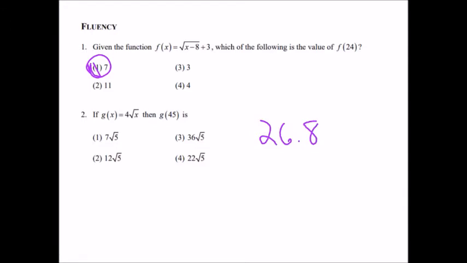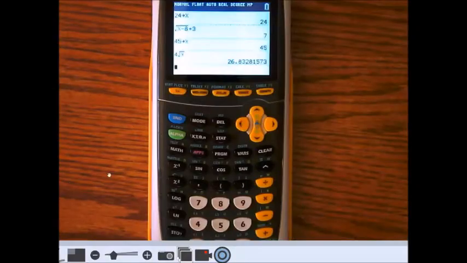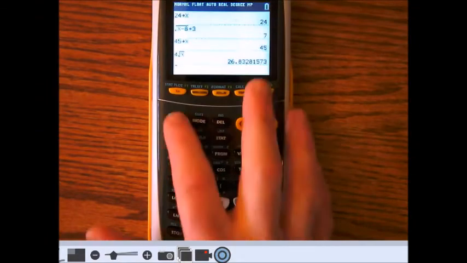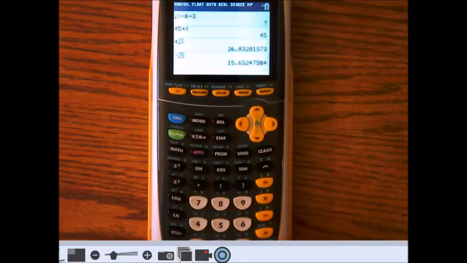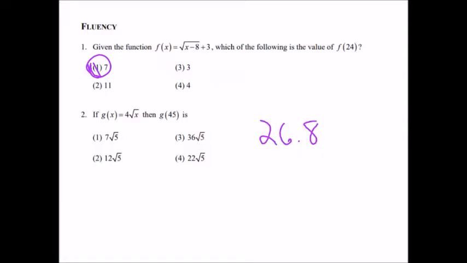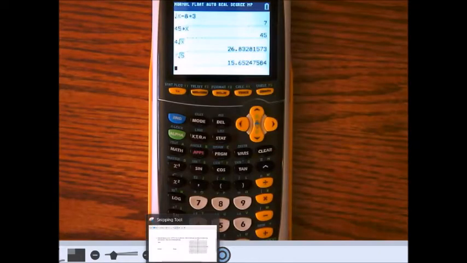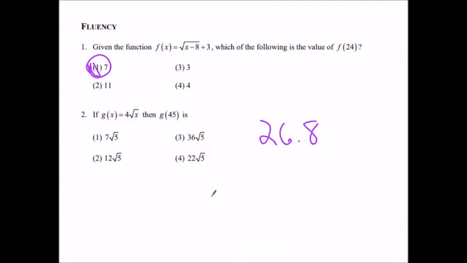One way to do this is we could put it into simplest radical form, but I'm going to test to see, is 7 radical 5 the same thing? So I'm looking for the same decimal, 7 radical 5. Nope, not choice 1. Choice 2, 12 radical 5. 12 radical 5, 26.8, there it is. Same thing as 4 radical x, which was 4 radical 45. Now again, could we do this by hand and simplify it into simplest radical form? Sure, but I think that's just a tad easier.